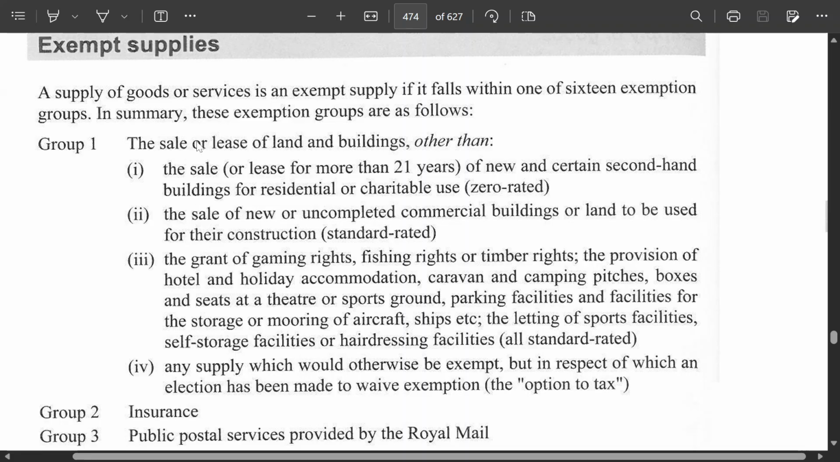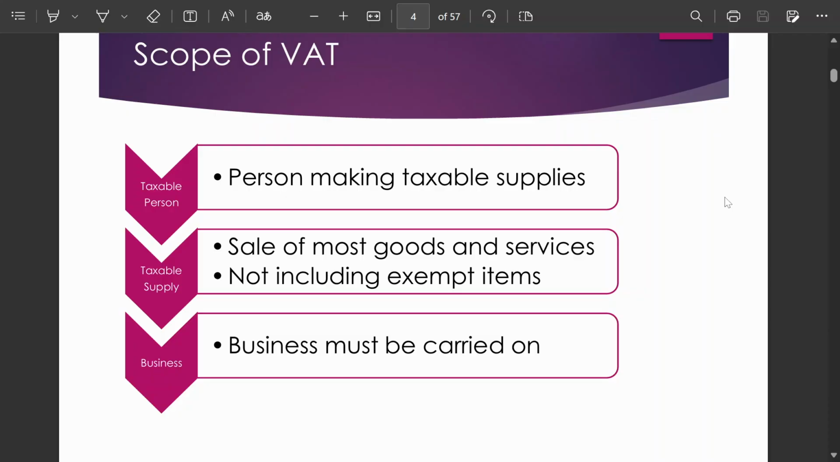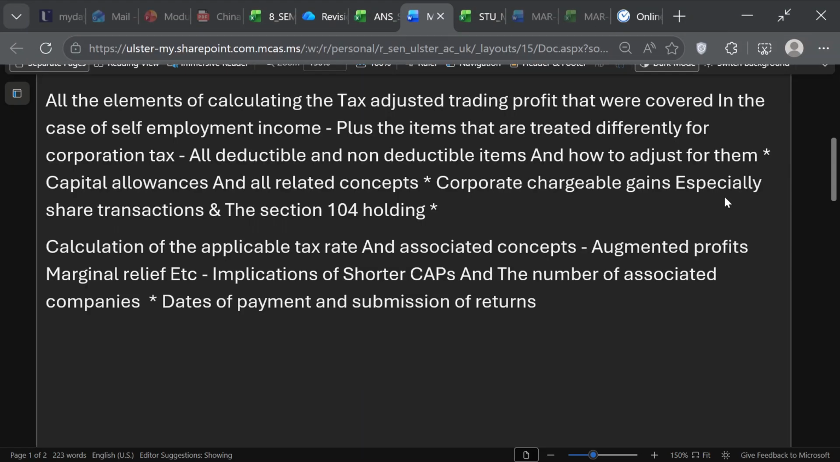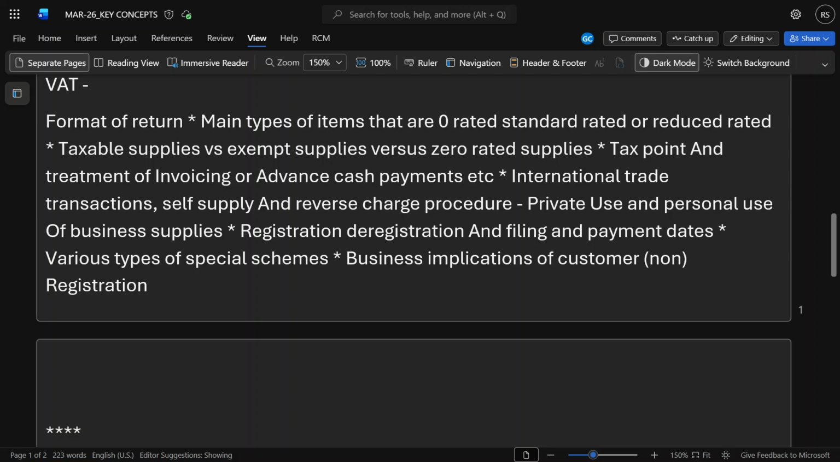Exempt supplies, have some idea about these, which are listed in the Melville textbook, and especially those which are listed in your slides. So when it comes to VAT, one important thing you have to remember is what are the zero rated and standard rated supplies. Let me see what I have done here in terms of the VAT guidance. What have I said here?